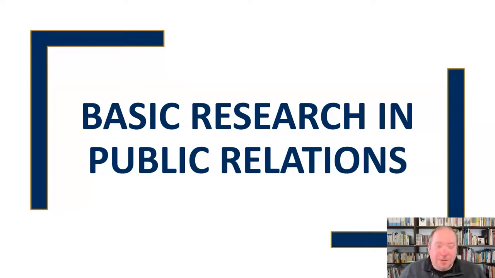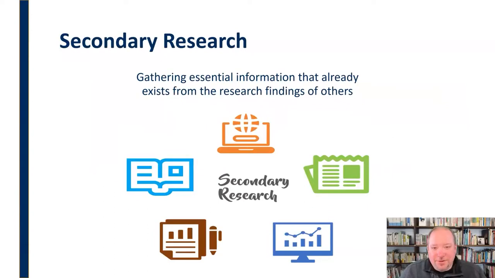To start with, it's going to sound a little backwards, we're going to start with secondary research. There are two kinds of research, primary and secondary research. Secondary research is gathering essential information that already exists from the research findings of others. Other people have already done the legwork of gathering this information and piecing it all together for us. Then we're going to use that information to inform what we're doing in a public relations context. This is information that we can gather from a variety of different sources.